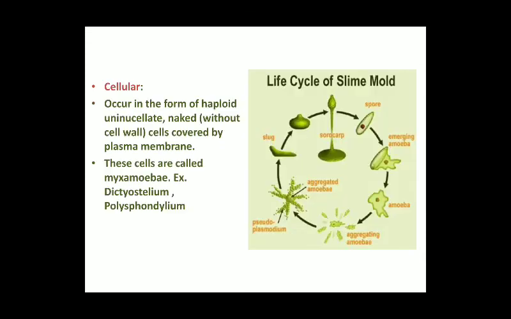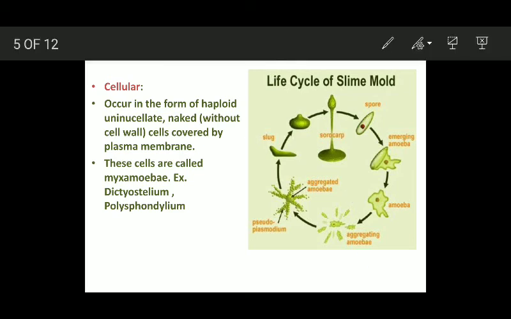Now, cellular slime molds. Cellular slime molds occur in the form of haploid, uninucleate, naked cells covered by plasma membrane. That means they possess one nucleus, and they are naked cells. Naked cells means they do not have any cell wall. They only have the cell membrane. Here you can see.